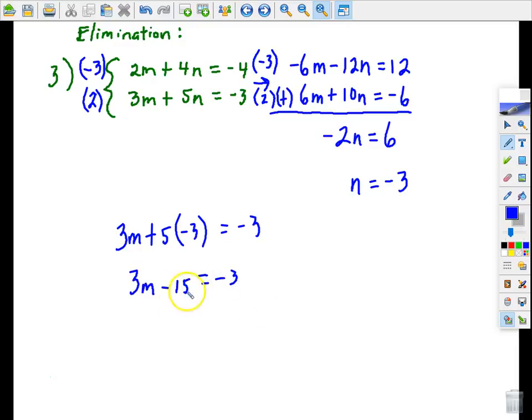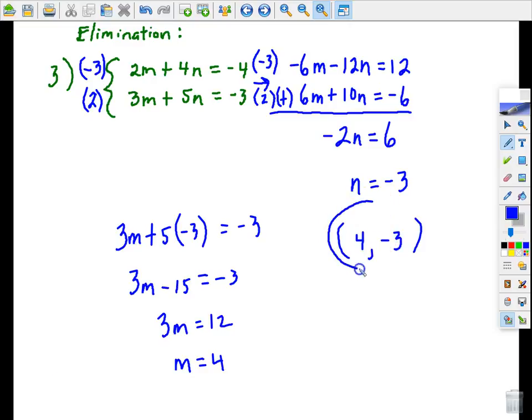Okay, add 15 to both sides, and then we get our solution for m, which is 4. So my final answer as an ordered pair will be 4, -3.